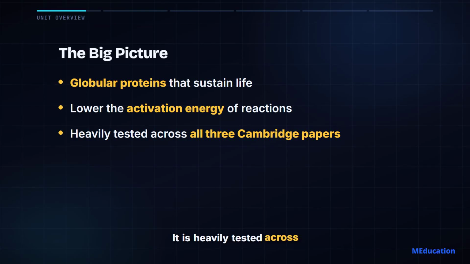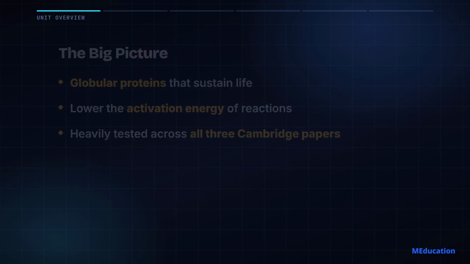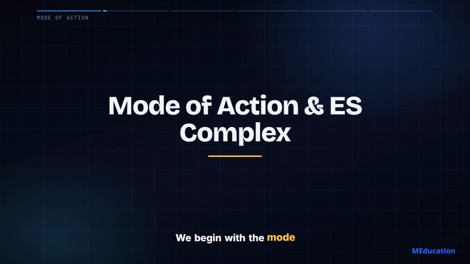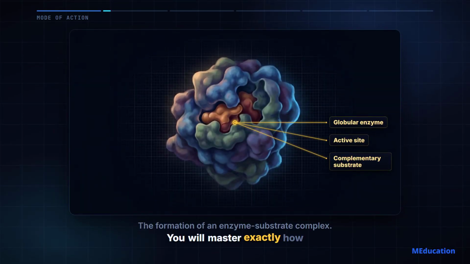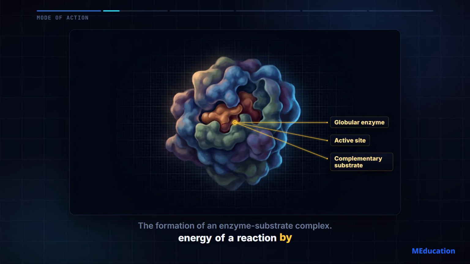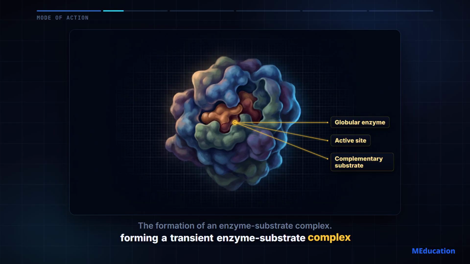It is heavily tested across all three papers, bridging your knowledge of biological molecules with the complex cellular processes you will study next. We begin with the mode of action. You will master exactly how an enzyme lowers the activation energy of a reaction by forming a transient enzyme-substrate complex.